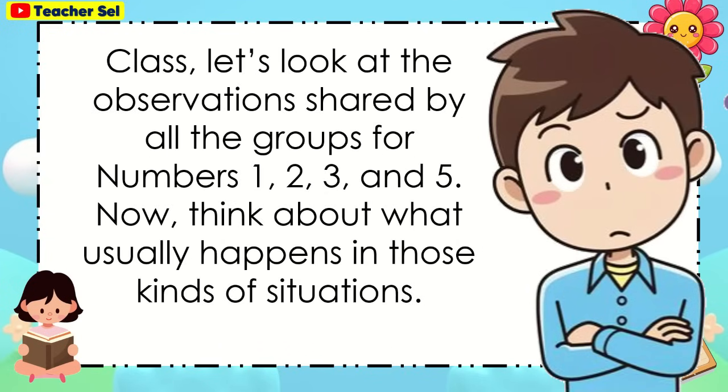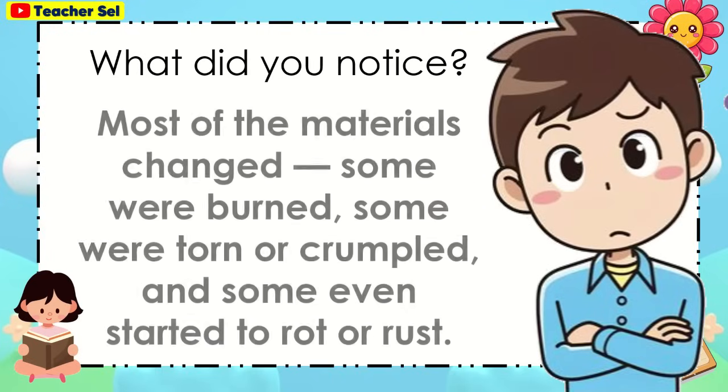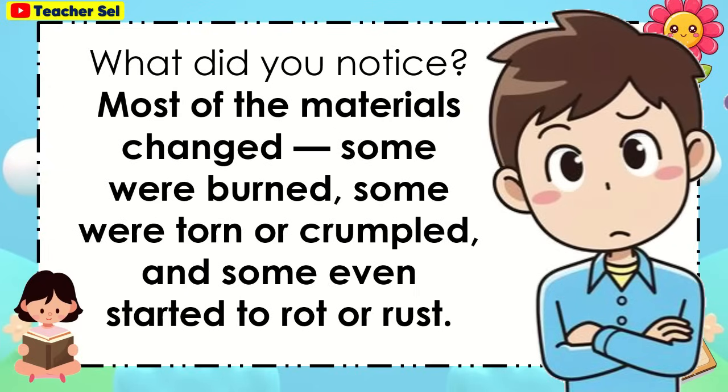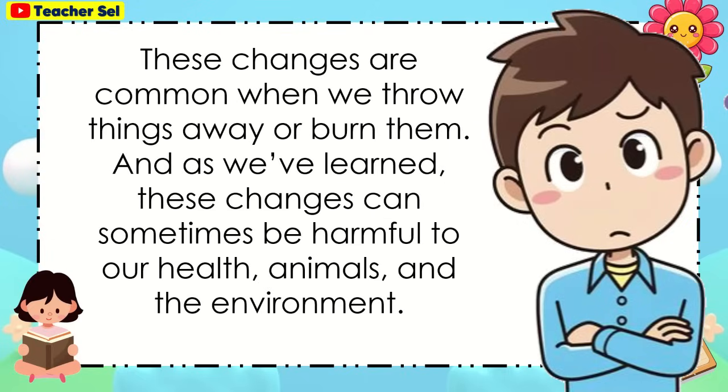Class, let's look at the observations shared by all the groups for numbers 1, 2, 3, and 5. Now, think about what usually happens in those kinds of situations. What did you notice? Most of the materials change. Some were burned, some were torn or crumpled, and some even started to rot or rust. These changes are common when we throw things away or burn them.